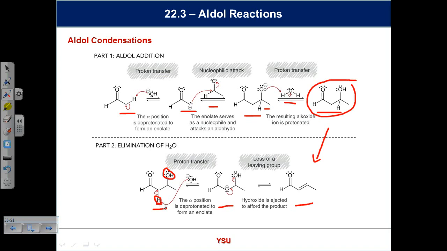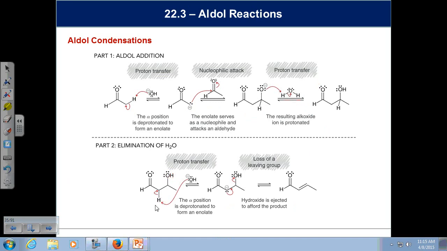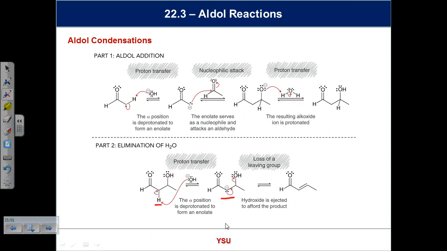The E2 systems last year were concerted: the base came in, took the proton, and at the same time the pi bond forms and the leaving group breaks off. We have a twist here, and the twist involves this. If you do take this proton off, you can stabilize it through resonance. So this is understood now that the elimination doesn't happen in one go, it happens in a couple of steps.